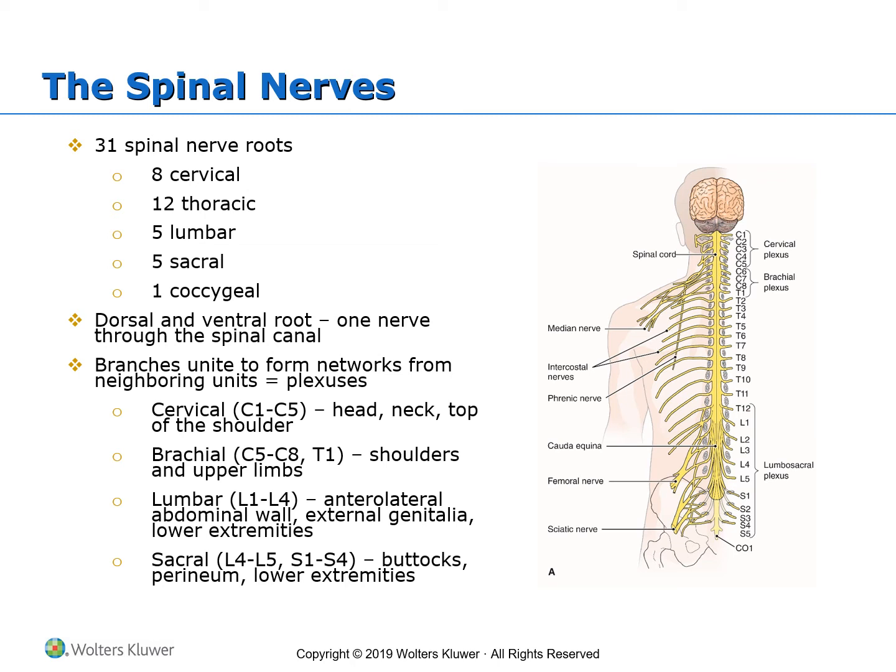And the sacral one will be made out of branches from L4, L5, along with S1 to S4, and will provide nervous supply for the buttocks, perineum, and lower extremities.